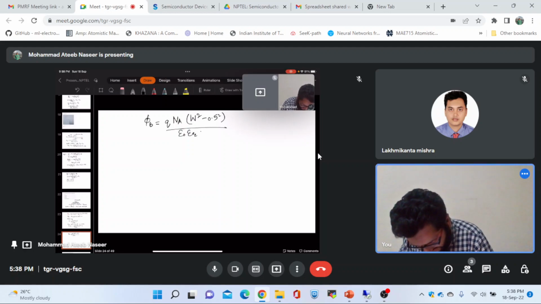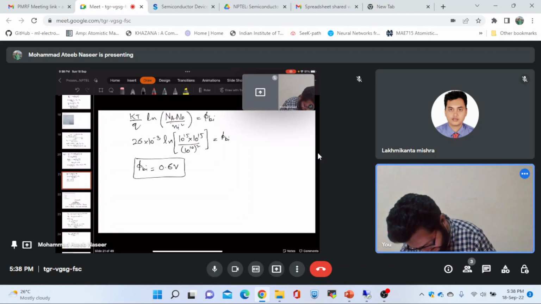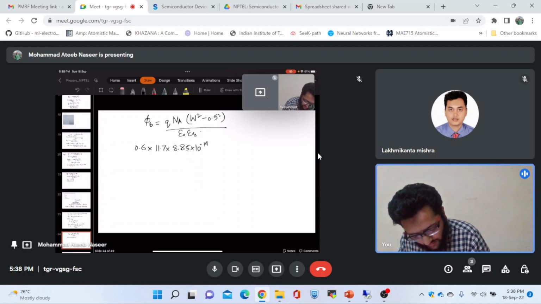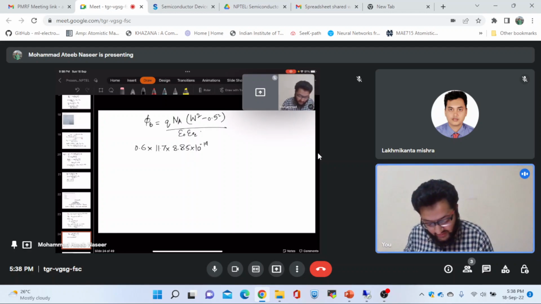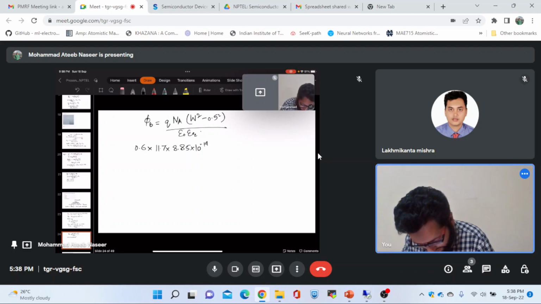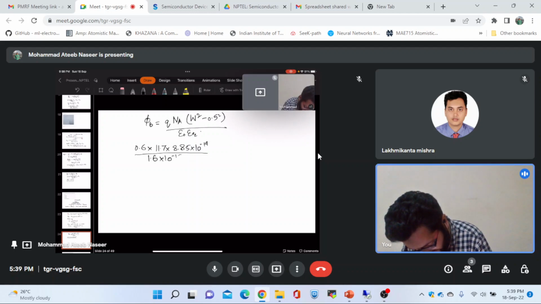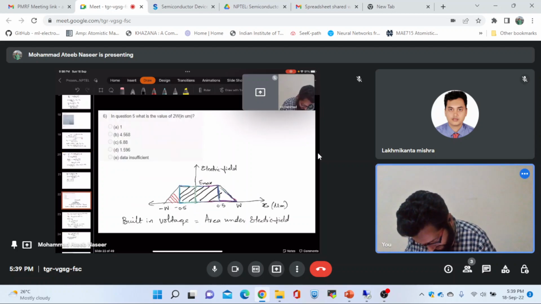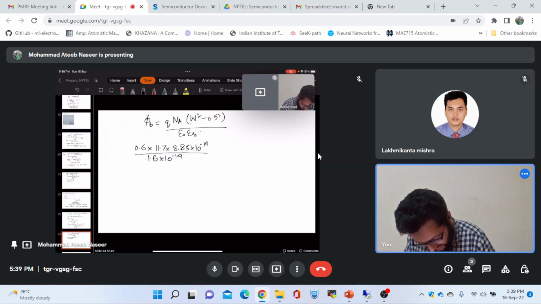So this we already have calculated, the built-in voltage. This was 0.6, so this is 0.6 into epsilon naught, which will simply be equal to 11.7 into 8.85 into 10 raised to the power minus 14. Be careful about the units. I am doing it in farad per centimeter. This Na, let us write for the electronic charge first. This Na was equal to 10 to the power 15, I guess. Yes, it is equal to 10 to the power 15.